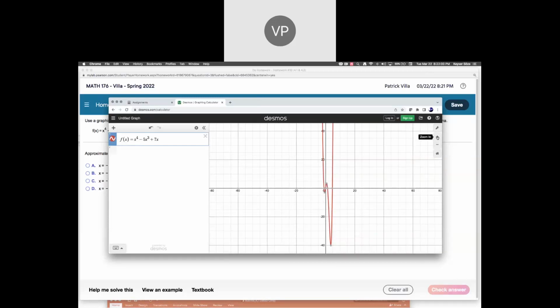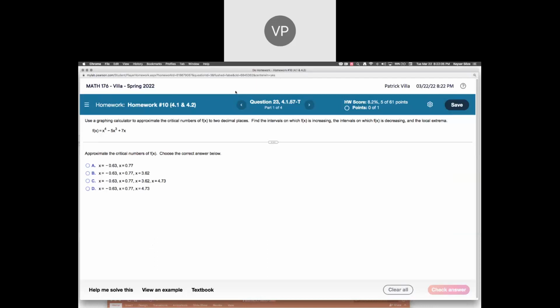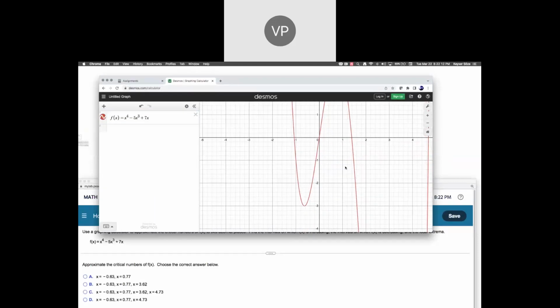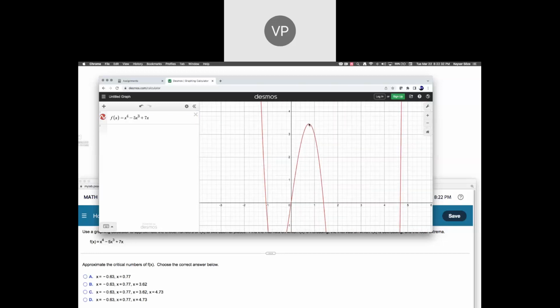Okay, so the question they're asking is, let's go back, of the critical numbers. Our critical numbers are all the places the derivative is at 0. So let's see where we're at here. So we have this negative 0.632, and all we're looking at is the x's. So there's our negative 0.63. All 4 of these choices have it. Our second one is up here, and it's at 0.76, so round that to 0.77.